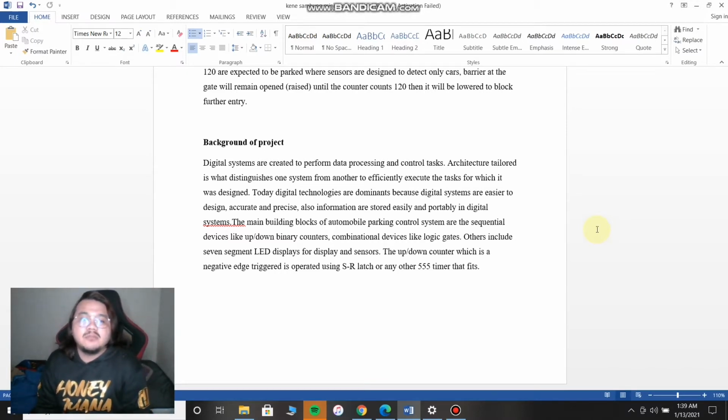The main building blocks of the automobile parking control system are sequential devices like up or down binary counters, and combinational devices like logic gates. Others include the 7-segment LED display for display, and sensors. The up or down counter, which is negative edge triggered, is operated using an SR latch or any other 555 timer that fits.